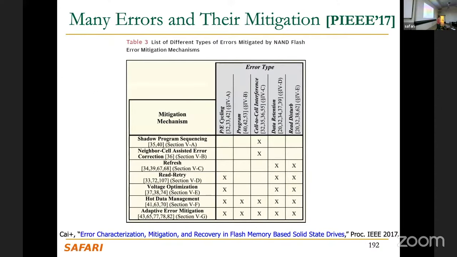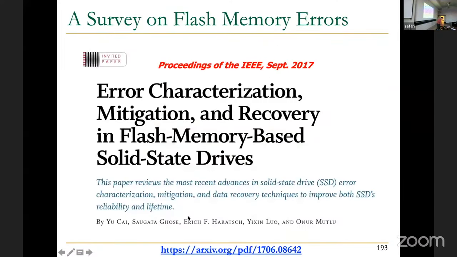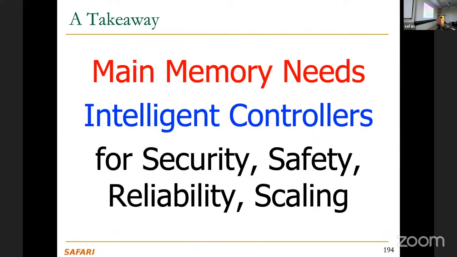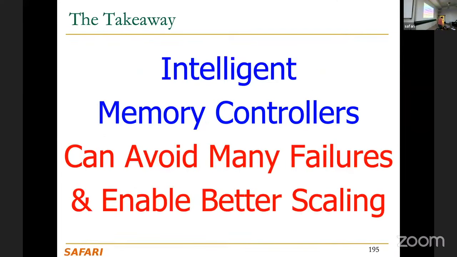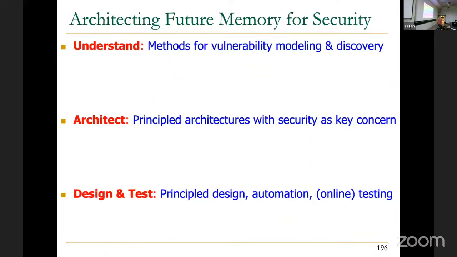So this is from our paper on flash memory. You can see that there are many, many error types on the Y axis over here: erase cycling, programming errors, cell-to-cell interference, data retention, read disturbance, as you can see. And there are a bunch of mitigation mechanisms over here. If you're interested, you can, again, read this paper that I mentioned. We need to build intelligent controllers for security, safety, reliability, and scale. And I believe intelligent controllers can enable this. That's what we're working towards right now.